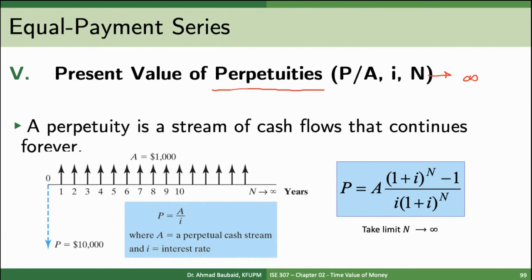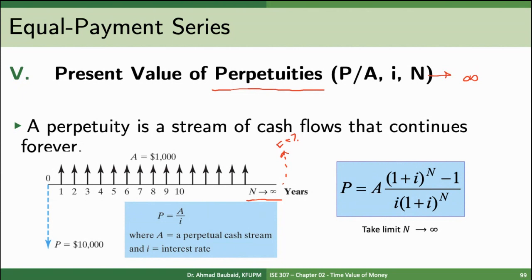Forget this P bit, but see here, you have equal payments going on for n going to infinity number of years. And each payment is for $1,000. Now, of course, as I said before, you may be wondering how come, well, first of all, because n is going to infinity, you cannot compute a future value. No, you can't do that. So you can't compute F.